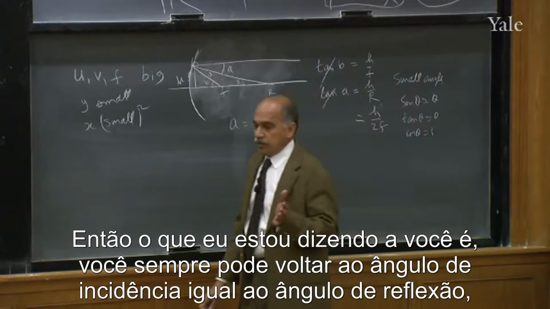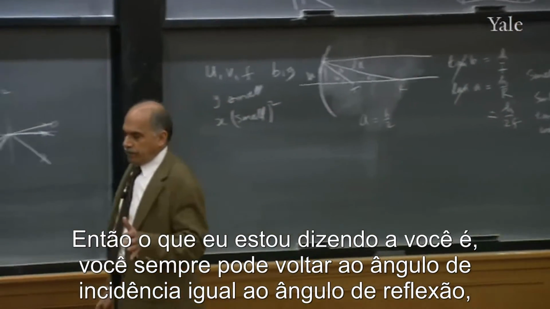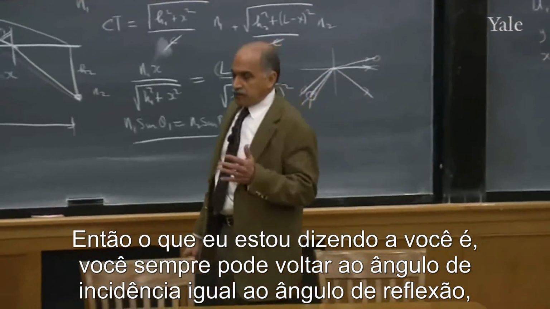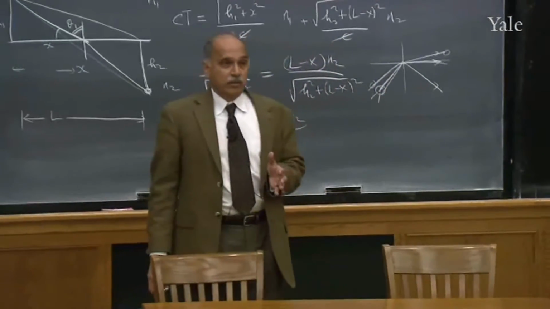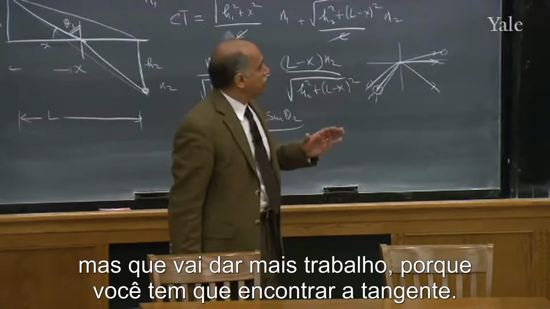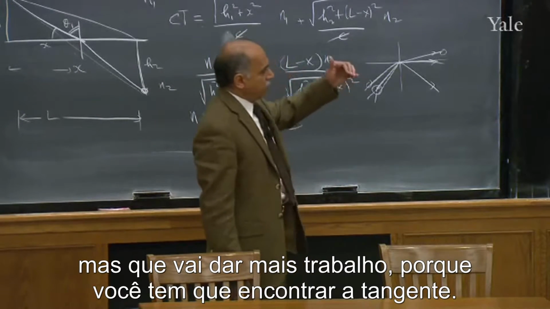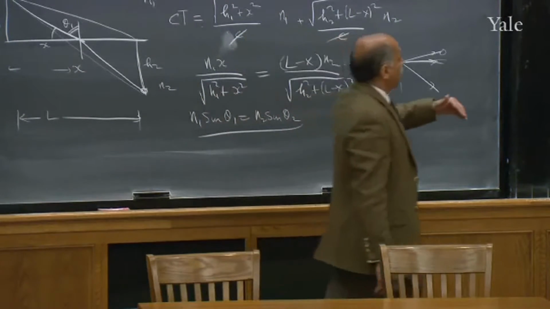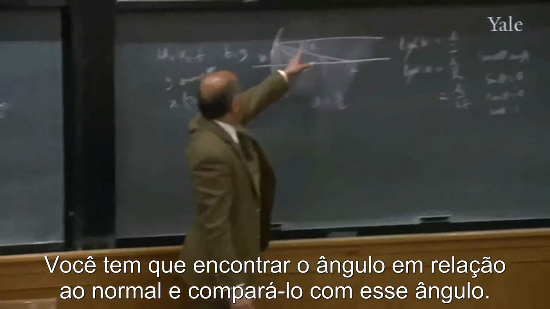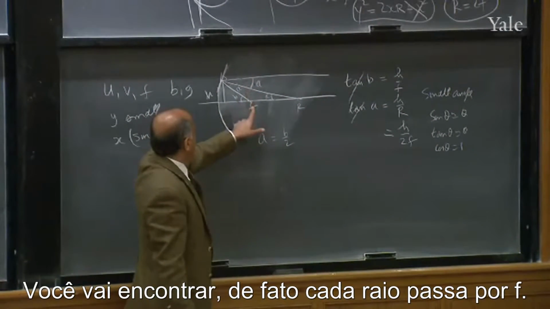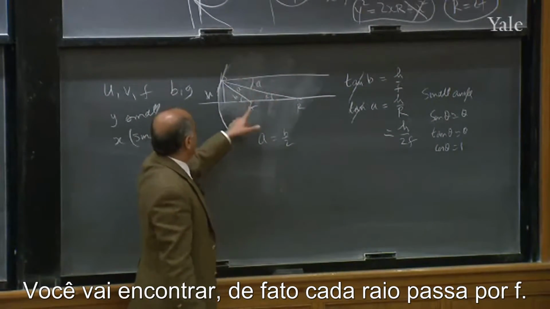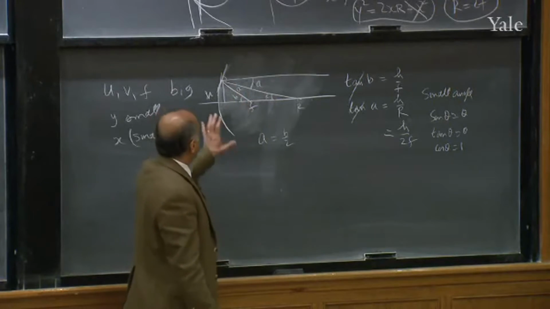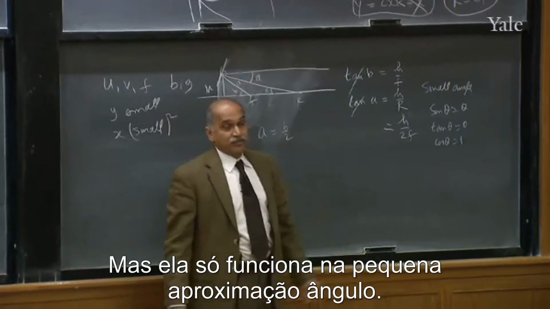So what I'm telling you is, you can always go back to angle of incidence equals angle of reflection. But it's going to take more work because you have to find the tangent, you've got to draw the normal to the tangent, you've got to find the angle with respect to that normal and equate it to that angle, and you will find, in fact, every ray goes through f. But it works only in the small angle approximation.